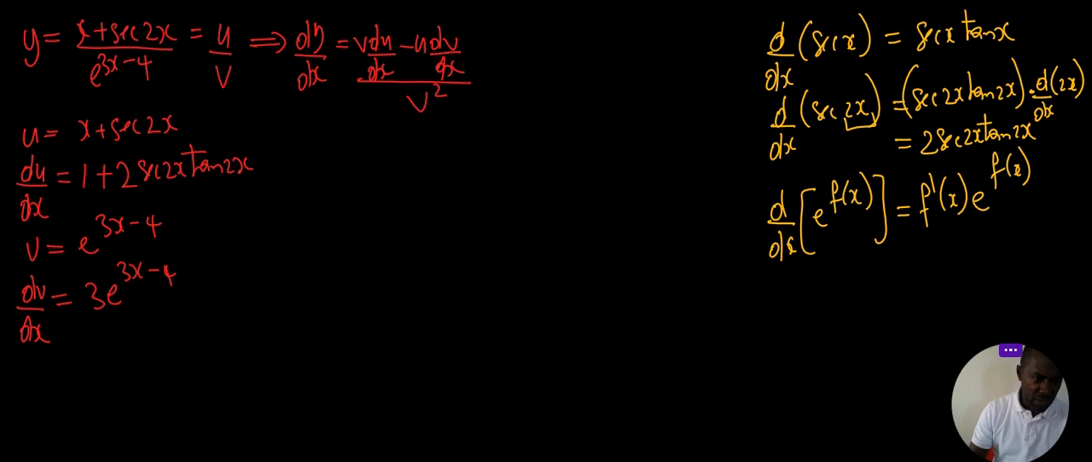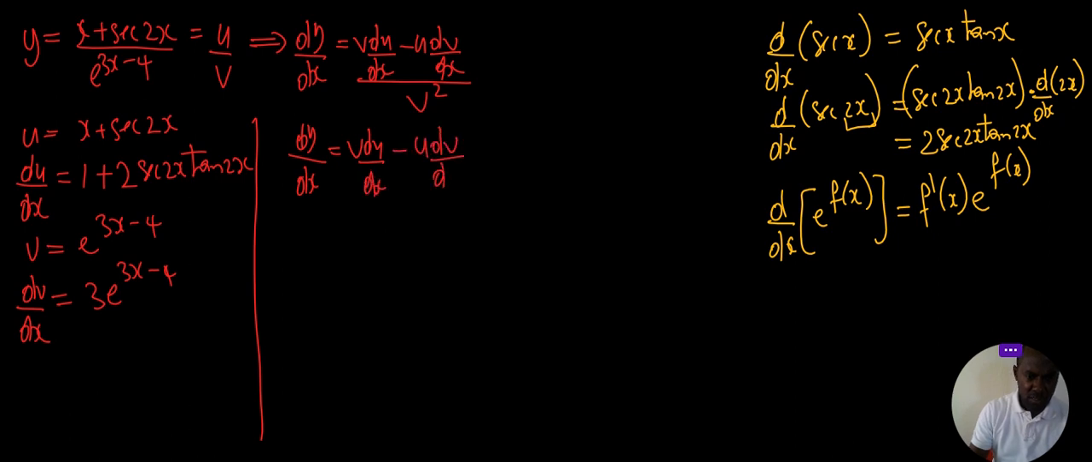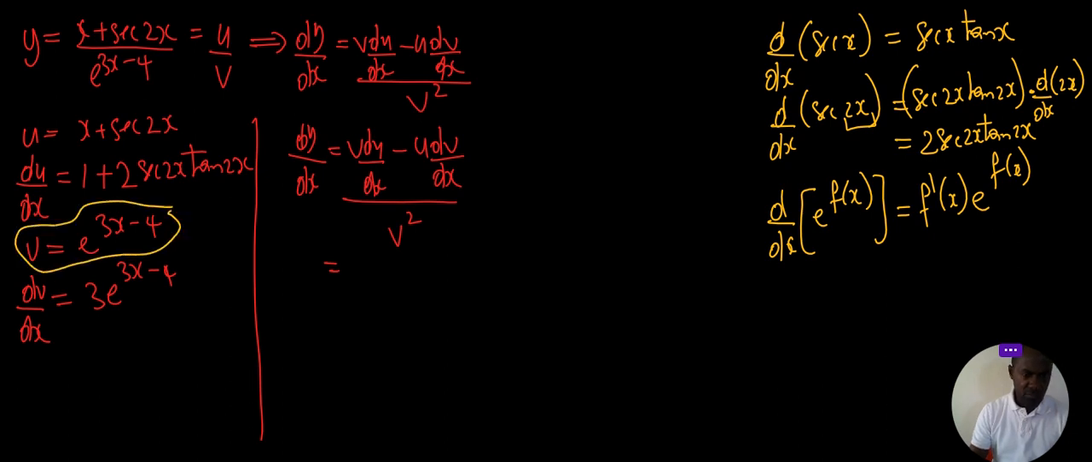Now, having found dv by dx and du by dx, according to the quotient rule, here we have it: dy by dx is equal to v du by dx minus u dv by dx, all over v squared. So what does this give us now? Let's substitute. v is of course e to the 3x minus 4, and du by dx is equal to this.